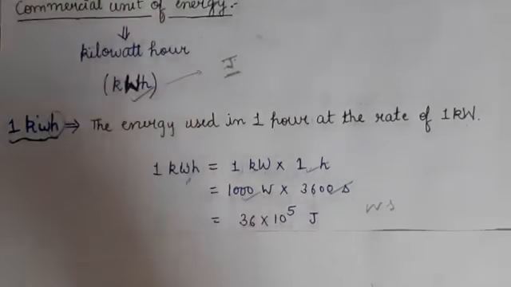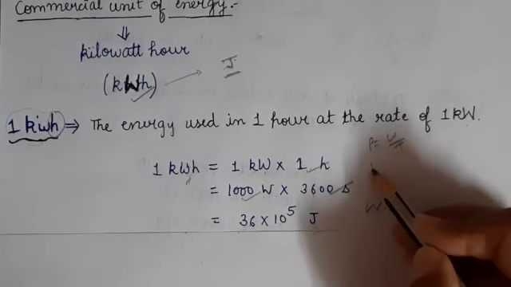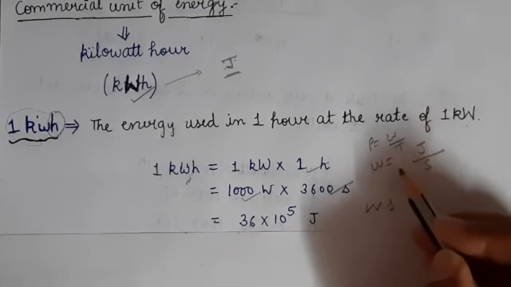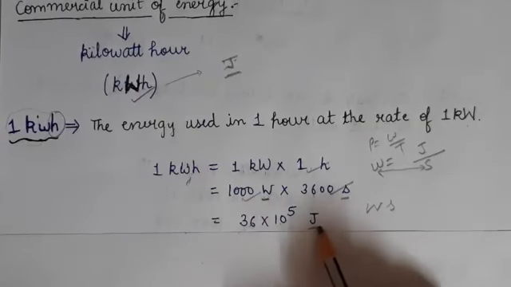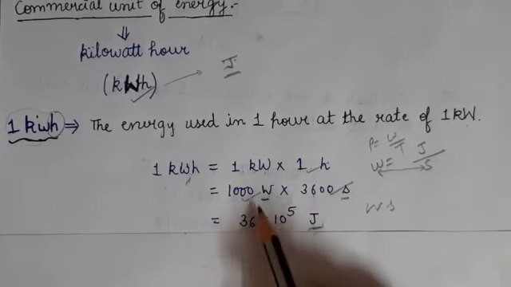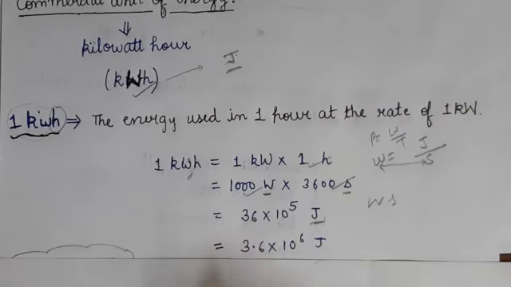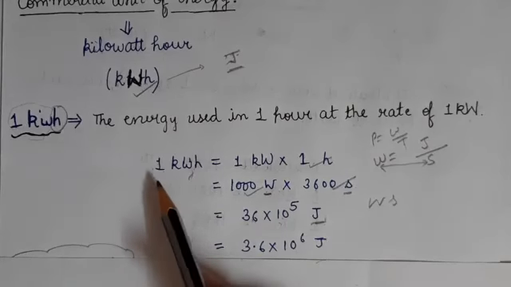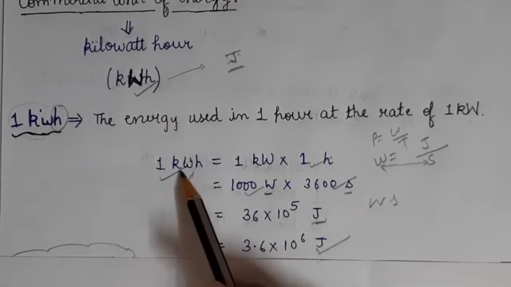How joules? We know that power is work done upon time taken. Power is watt and work done is joule and time is second. So watt into second, that will be joule. That's why I've written joule. So 36 into 10 to the power 5 joule, or you can convert into one decimal also, 3.6 into 10 to the power 6 joule. Okay, this is the relationship between 1 kilowatt hour and joules, the smaller unit of energy and the bigger unit of energy.